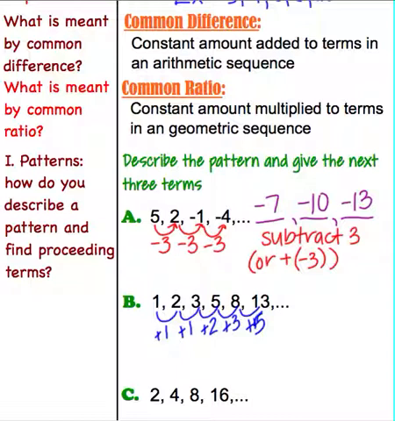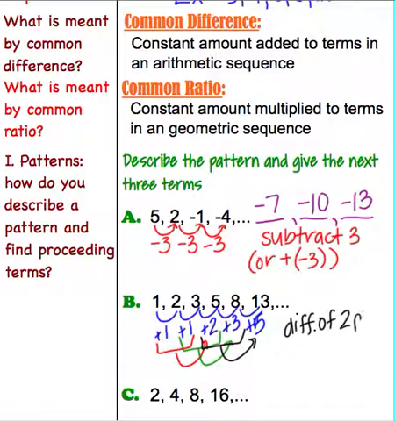But what I do notice is that 1 plus 1 gives me 2. And 1 plus 2 gives me 3. And 2 plus 3 gives me 5. So that's what my pattern is, and I would say then the sum of the 2 previous differences gives you the next difference.